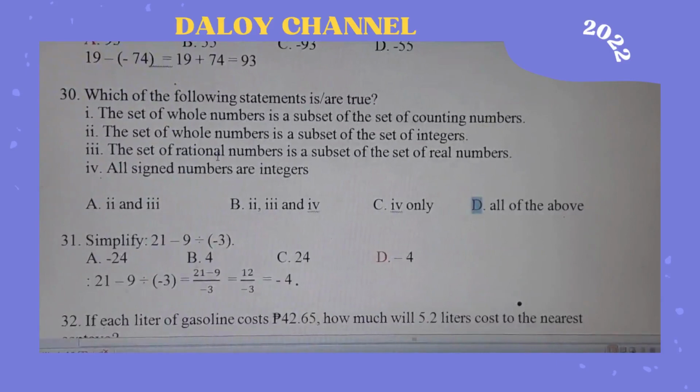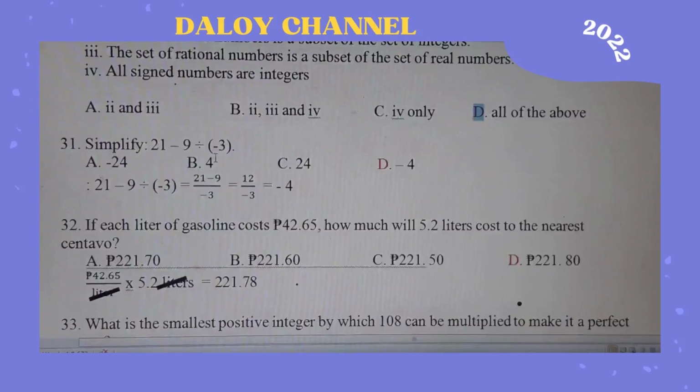Okay, for number 31, simplify 21 minus 9 divided by negative 3. Number 32, if each liter of gasoline costs 42.65 pesos, how much will 5.2 liters cost to the nearest centavo?